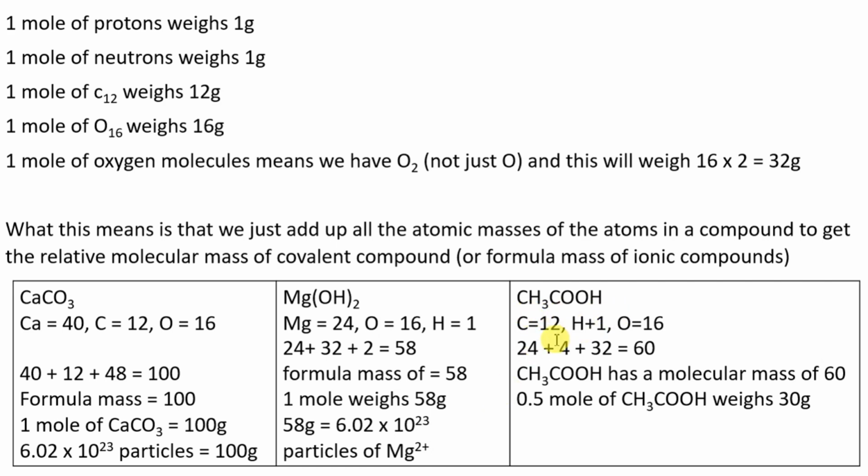CH3COOH. Carbon 12, hydrogen 1, oxygen 16. Adding up my masses, 2 carbons, that's 24. CH3, that's 3 hydrogens plus 1, that's 4. 2 oxygens, 2 16s gives me 32. Comes to 60.